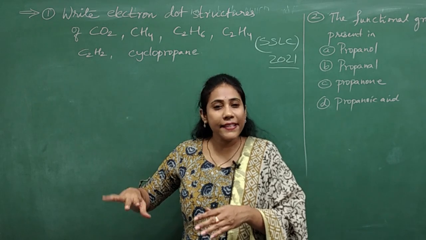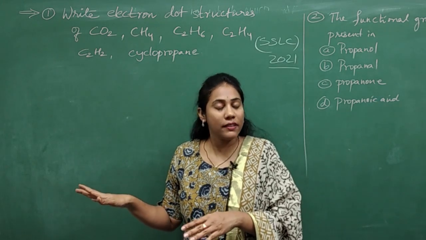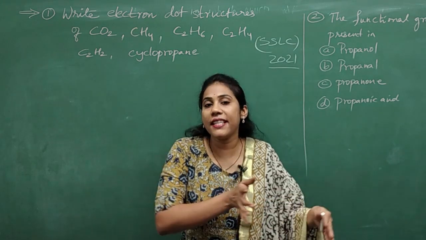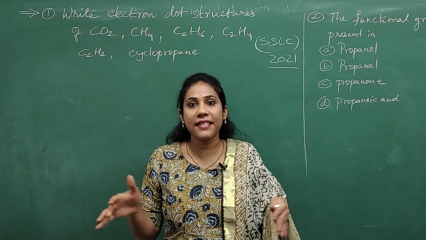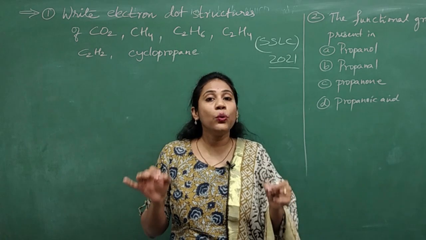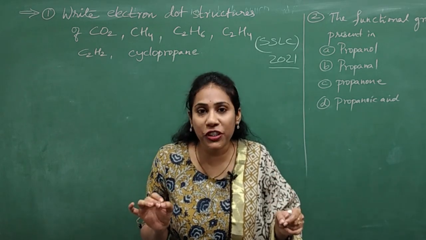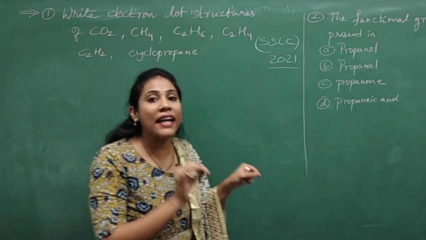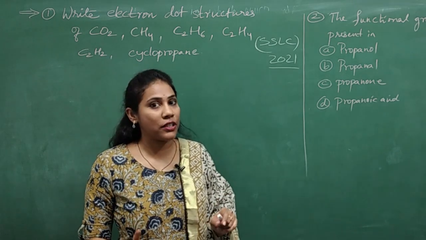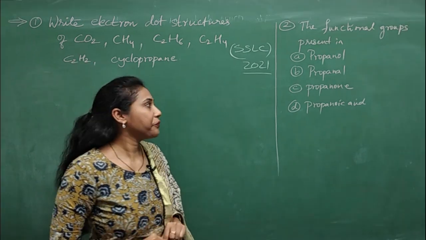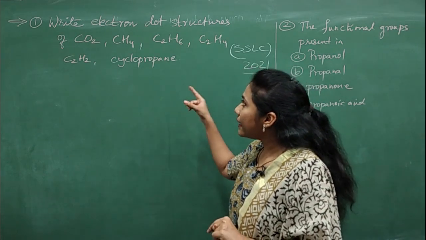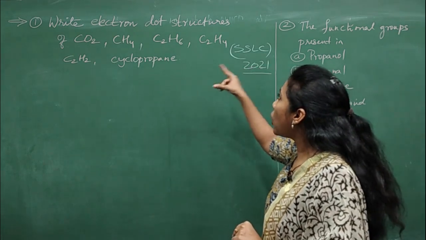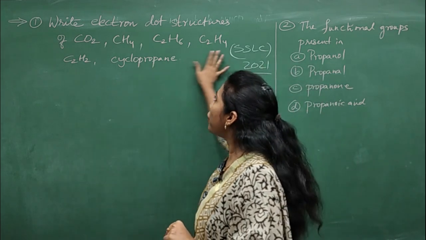So excluding the deleted topics, whatever is there in the chapter, that I am covering in the form of questions and answers. So definitely you can expect a few questions from the questions that I am doing in today's session. So please concentrate. Fine. Let us quickly go for question number 1. That is, write electron dot structures of the following.